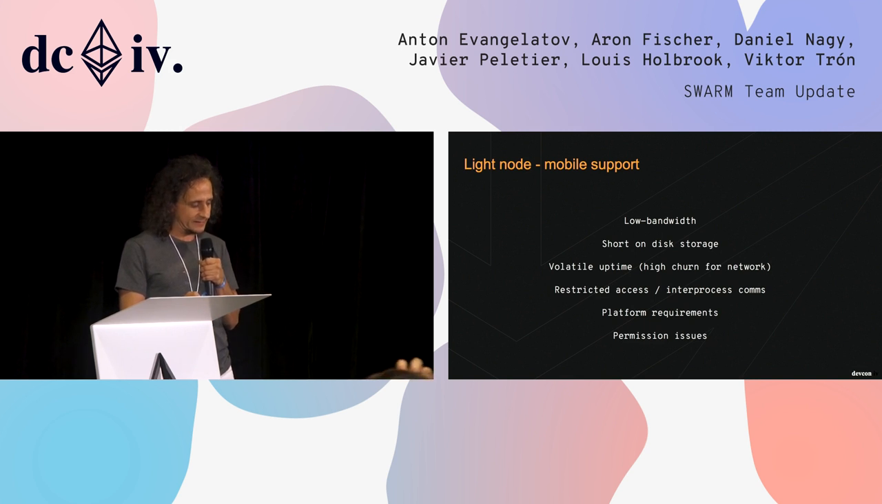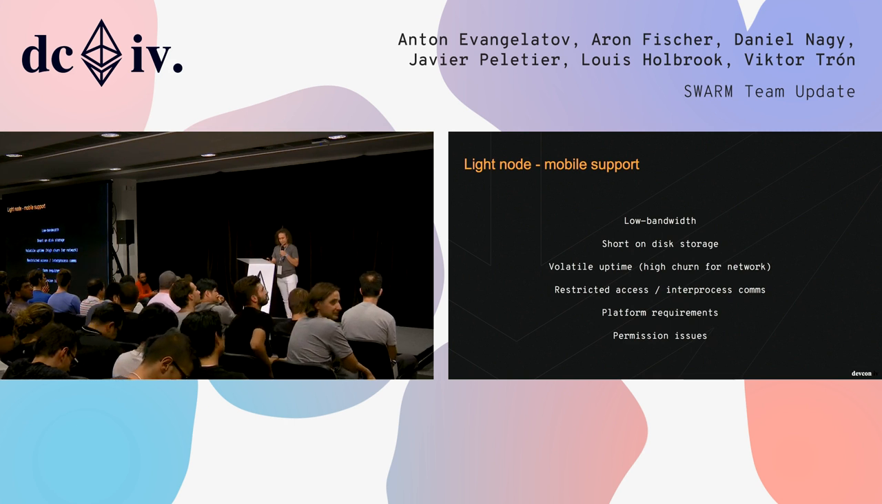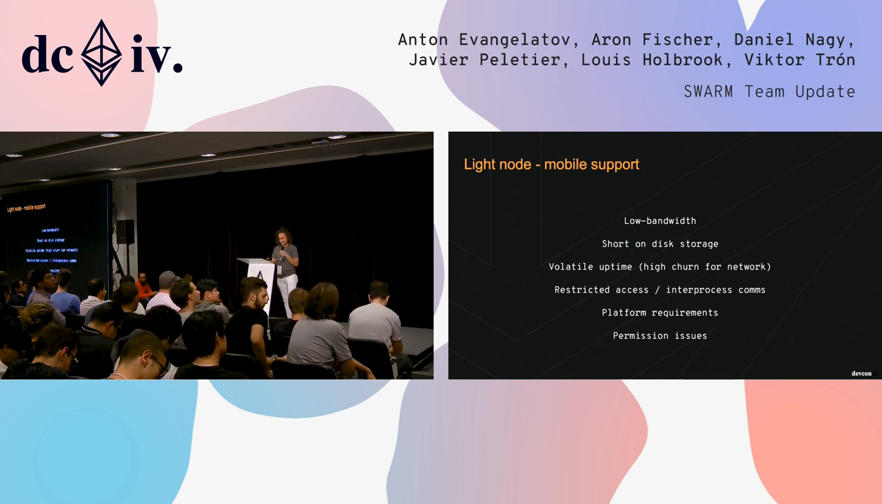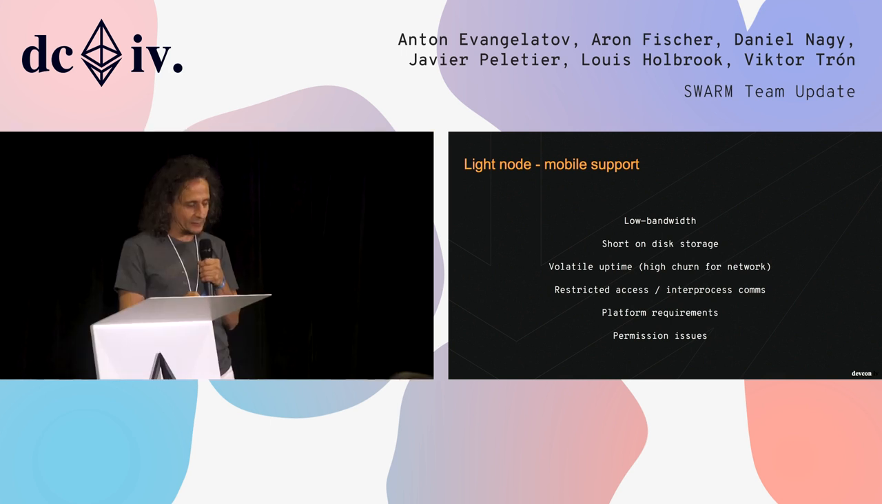Let's simplify things. It's concerned not only with the high churn, but also the difference in the resources of the environment, the resources that are available for Swarm. So low bandwidth, usually probably low memory as well, and short on disk space. And there are various issues that we came across when trying to support mobiles. Some of them are kind of boring platform-specific issues. I'm not going to talk about them. Permission issues.